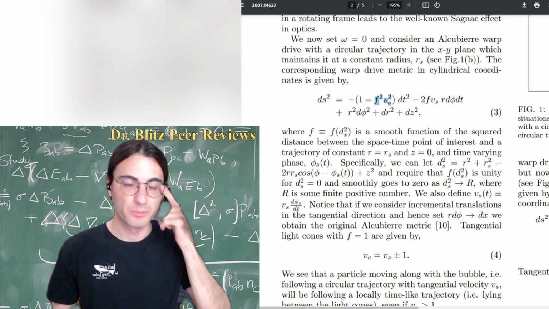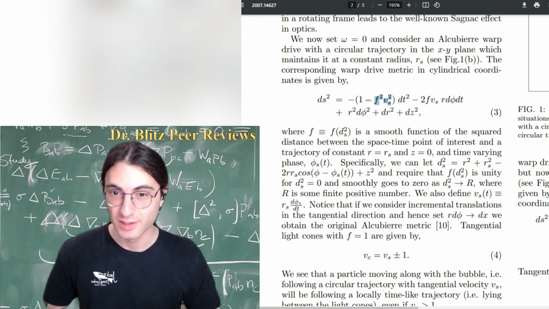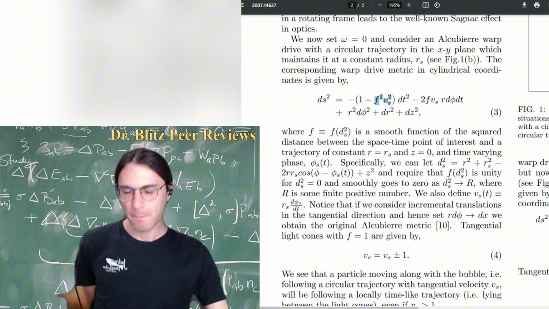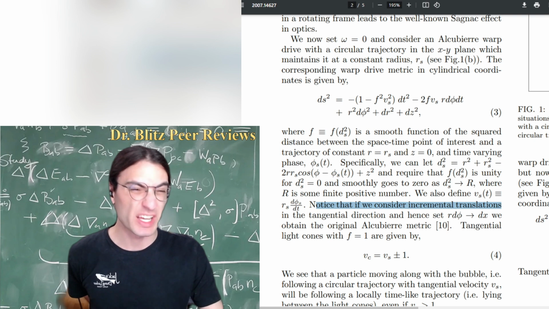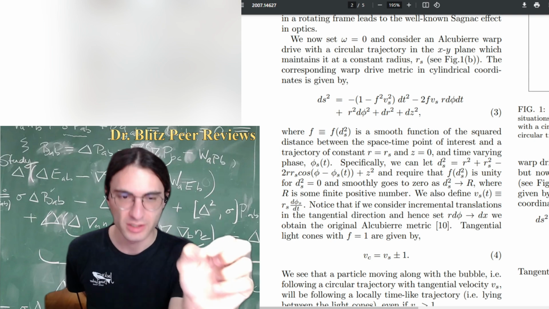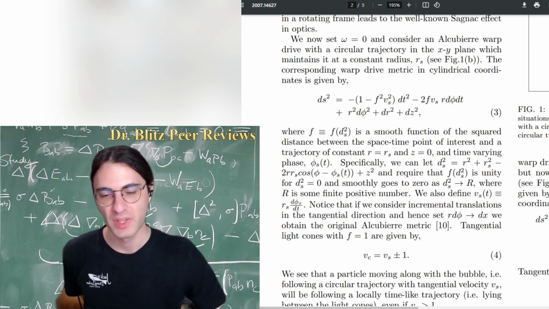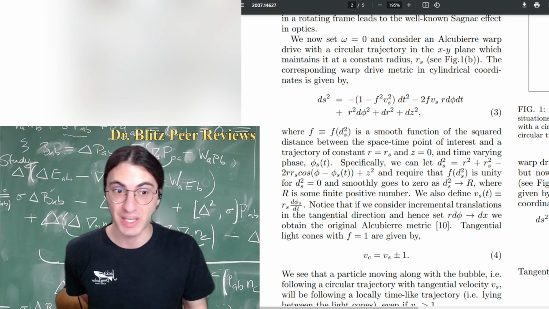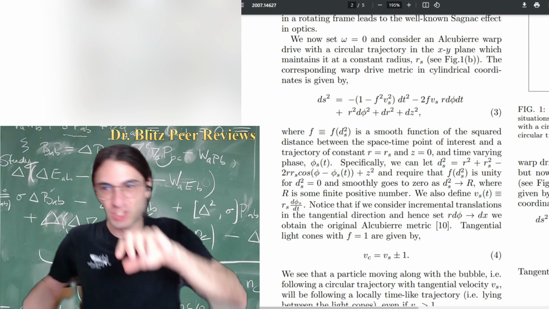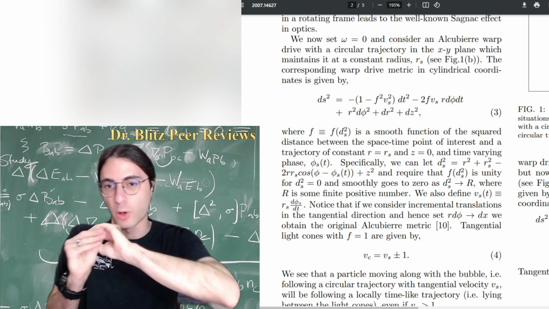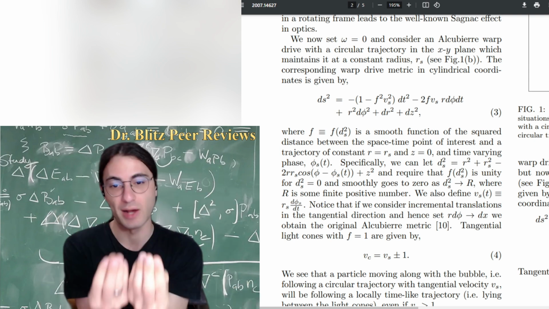Right, let's continue. Importantly, when v goes to c, nothing bad happens because this is an Alcubierre drive. So, what do they say? Notice that if we consider incremental translations in the tangential direction, so imagine ticking along in the circle, and hence set r d phi to dx, we obtain the original Alcubierre metric. So all they're saying is that this is basically the regular Alcubierre metric, but curved around. Usually the Alcubierre metric describes a warp bubble moving in a straight line. They've just curved that line around. That's all they've done.